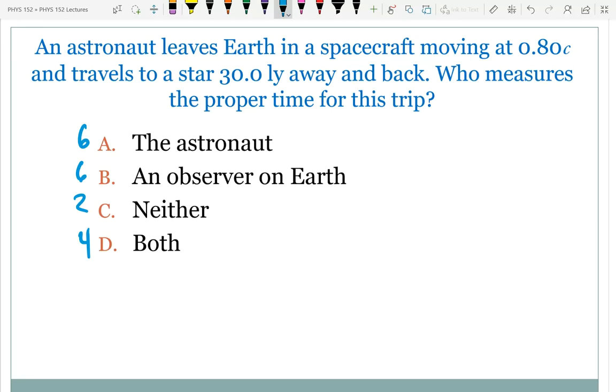How long is it going to take for the return trip? 22 and a half years again, because it's the same calculation. So it's going to take him a total of 45 years to go out and back. Now, a person on Earth measured, and they said that it took 37 and a half years? So 37 and a half years out, 37 and a half years back, total of 75 years.